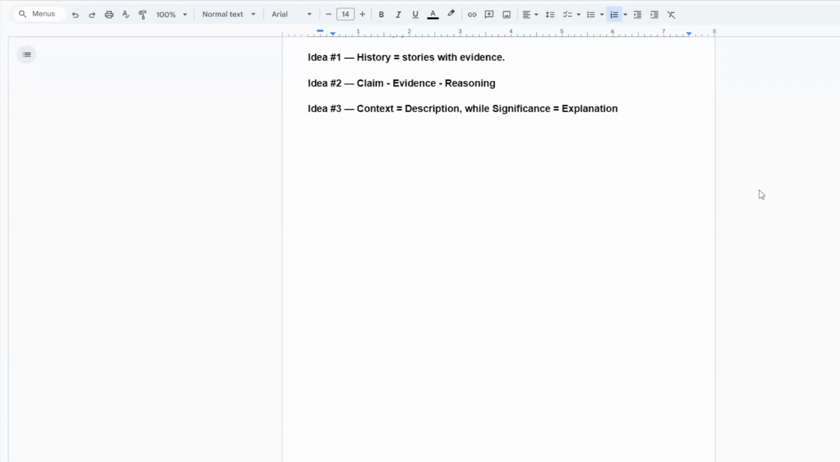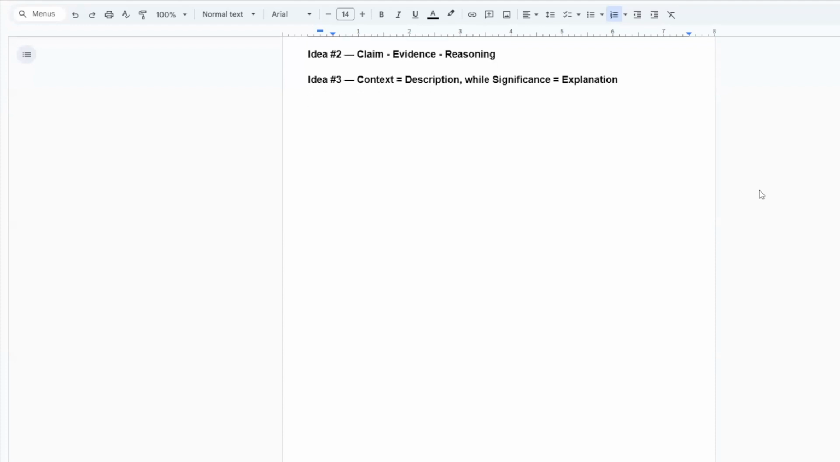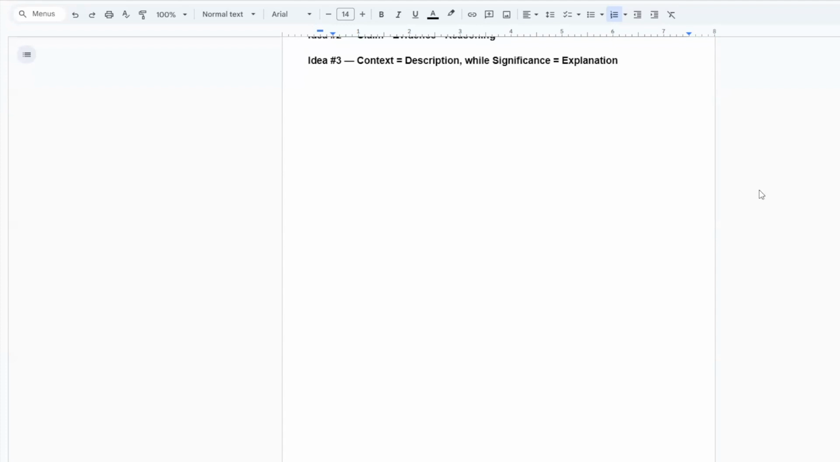Now we need to get into our mindset, claim, evidence, reasoning. Whenever I make a claim or I engage with a claim, what's the evidence? What's the reasoning behind it? And then context equals description. So I'm describing. And then significance equals explanation. This is important because this shows us what's happening in this particular moment in history. Now let me explain it to you.